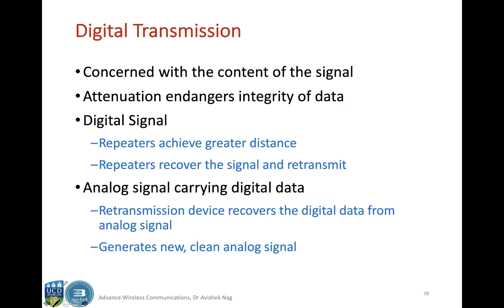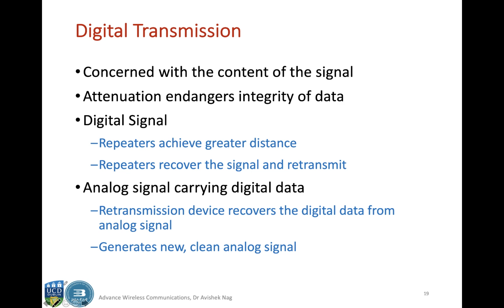Then digital transmission is basically concerned with the content of the signal, and attenuation endangers the integrity of the data. What you can do is that when you have a digital signal to transmit your digital data, you can use repeaters that recover the signal and retransmit, and you can achieve a greater distance of transmission. If your signal is analog, when you are transmitting digital data, you can do it both over digital signal and analog signal. So when your signal is analog and your data is digital, then you can do retransmission by having some retransmission devices that recover the digital data from the analog signal and then generate a new clean signal and then transmit.